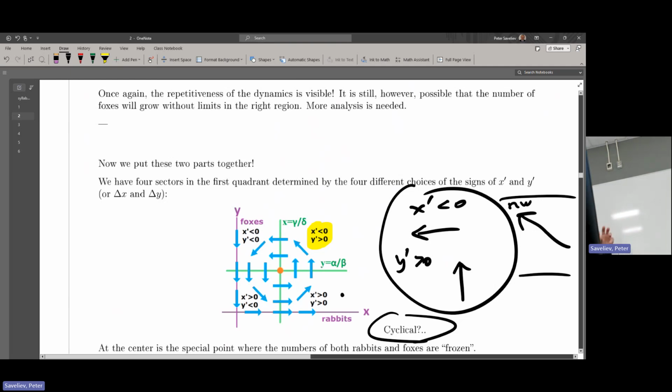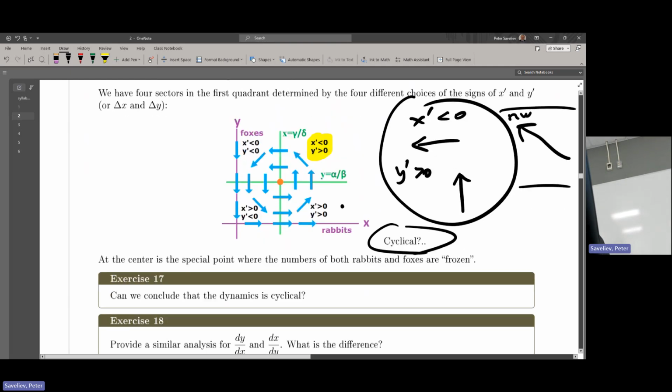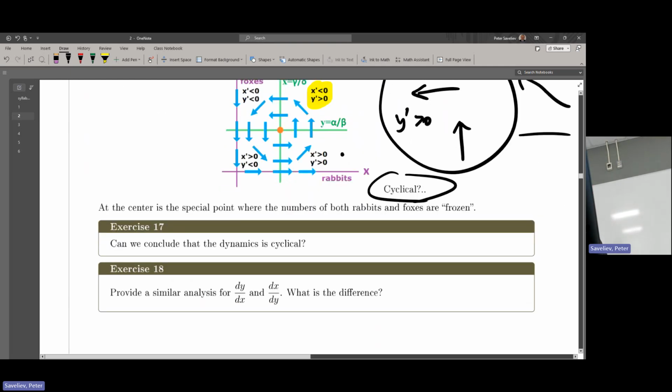Except it's not the equilibrium that we have seen with one variable at a time. We have two variables, and both of them are steady. So if the population starts at that point, it will stay there because there is no reason for it to leave. Okay, so we cannot conclude that the dynamics is cyclical.